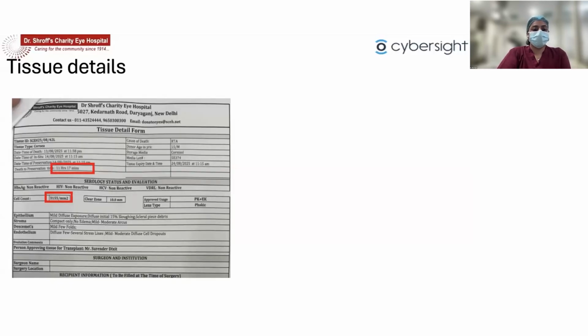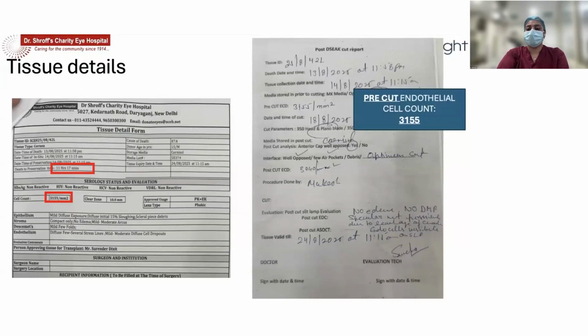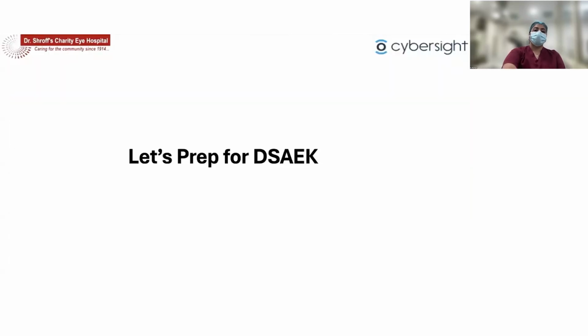The death to preservation time was 11 hours. The cell count is 3,155 per millimeter square. This is the post-cut report. The pre-cut count was, as I mentioned before, 3,155, and the post-cut cell count was 3,040. So let's prep for DSAEK.